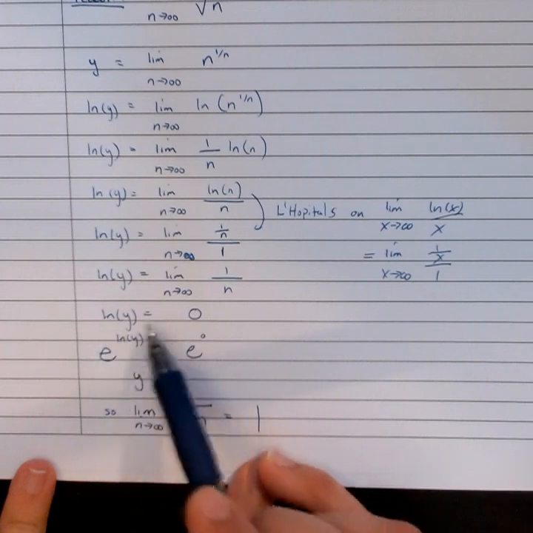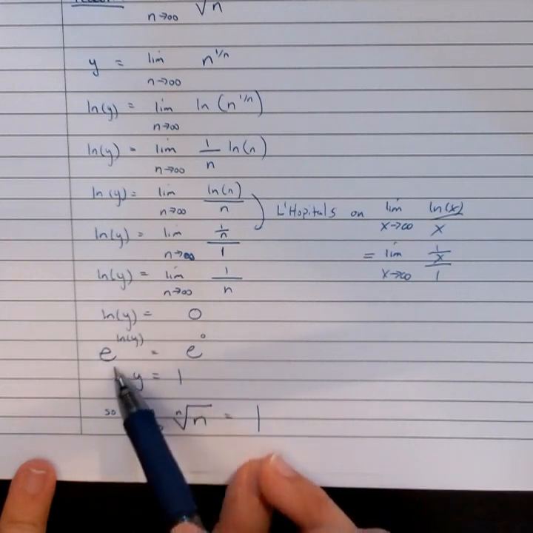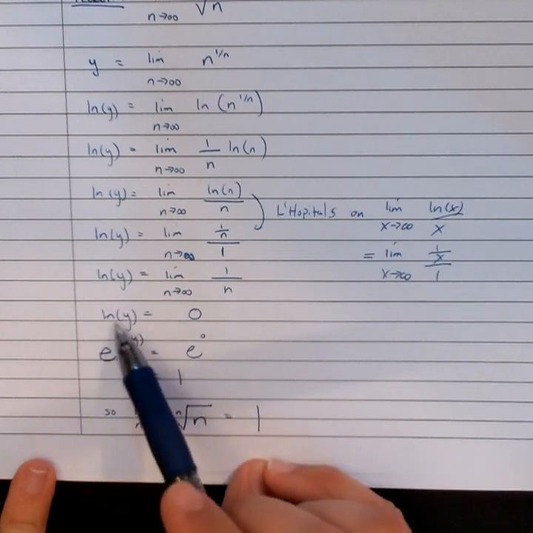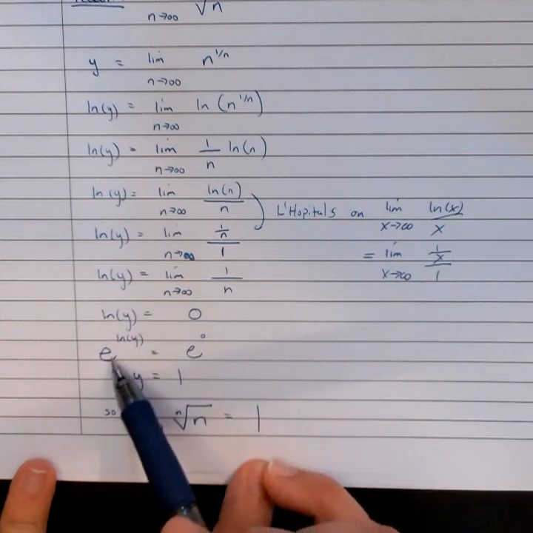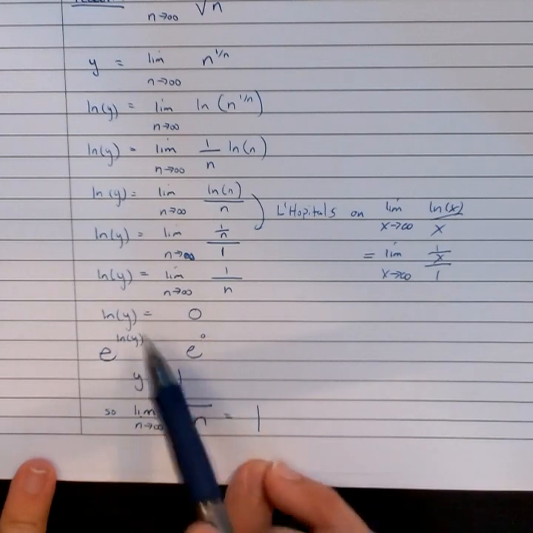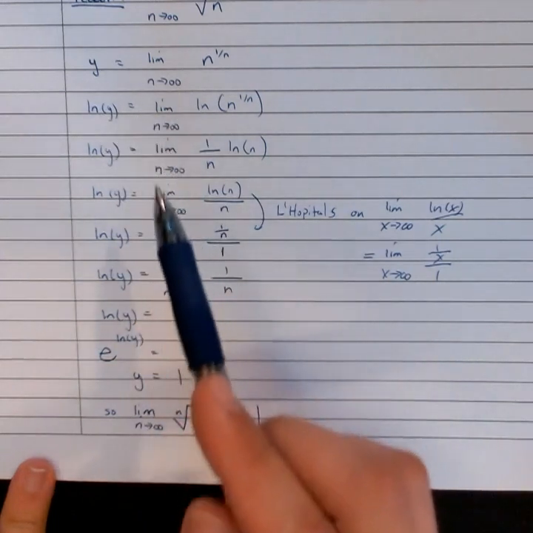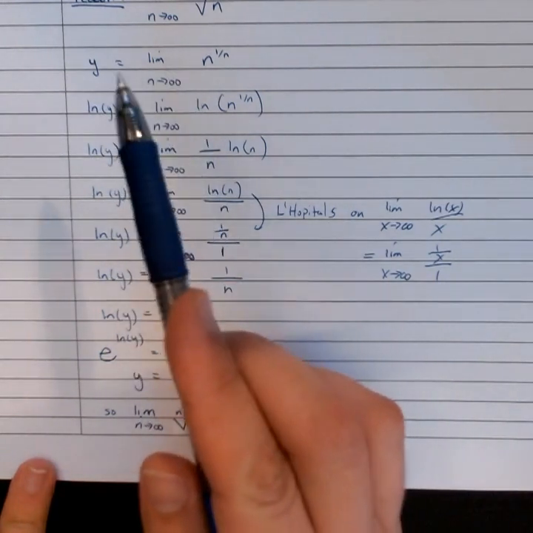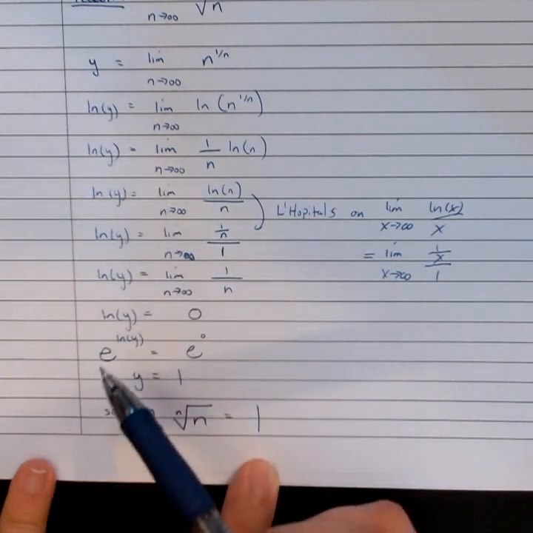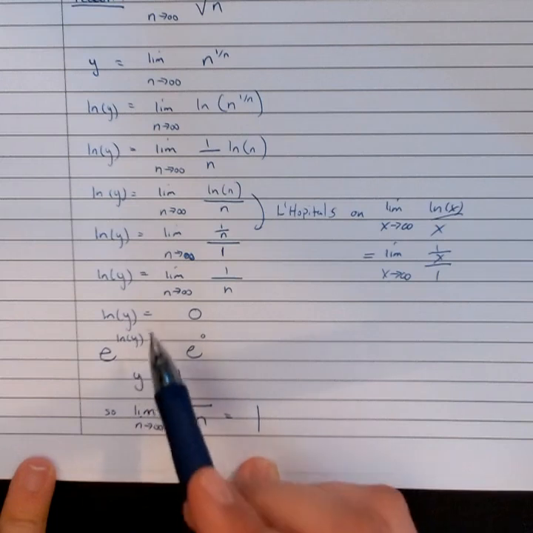I can now exponentiate both sides, treat both of these as powers with the base of e. So if natural log of y is equal to 0, then e to the natural log of y is equal to e to the 0. Since logarithms and exponential functions are both 1 to 1, all of these transformations here from y to natural log of y and from natural log of y to e to the natural log of y, all of that's valid.